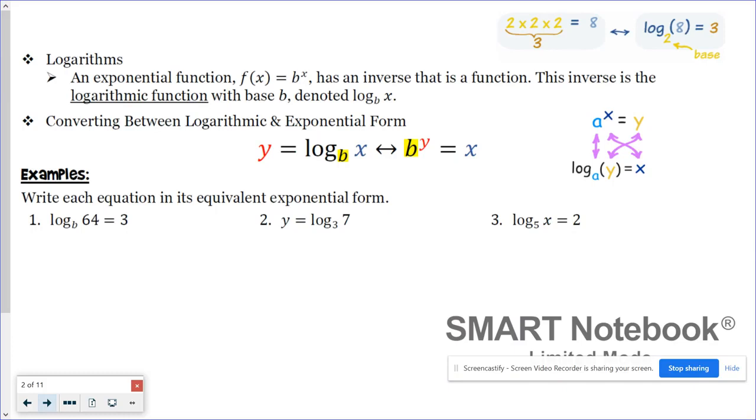So, previously we studied exponential functions. Most basic kinds look like this: f of x is equal to b to the x power. And remember, we referred to that b as the base of the function, okay? So an exponential function has an inverse that is also a function. And this inverse is the logarithmic function with base b, denoted log base b of x.